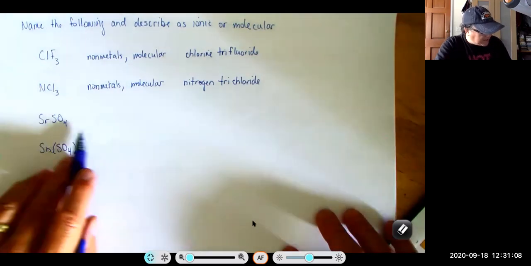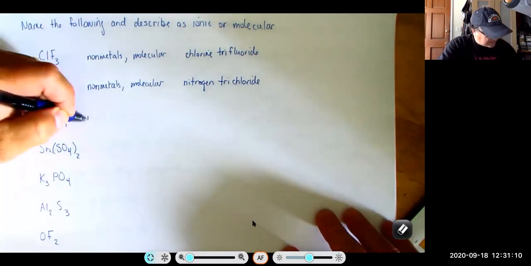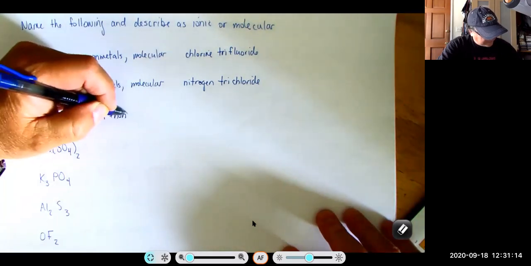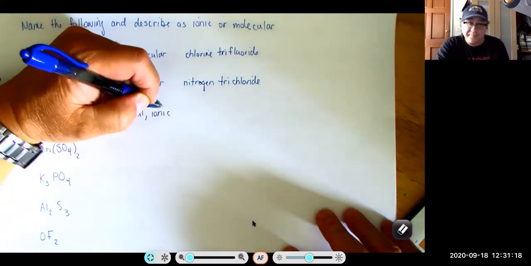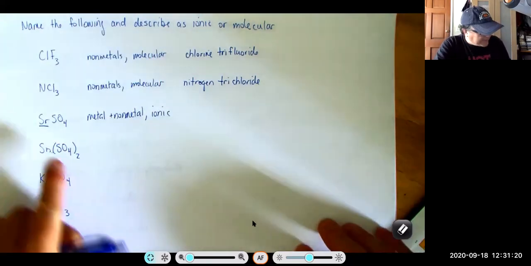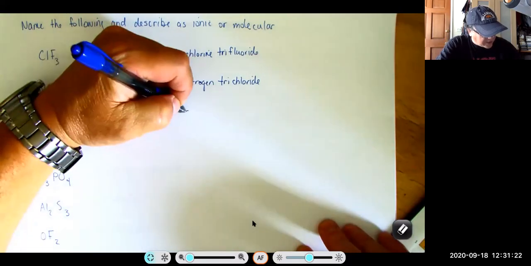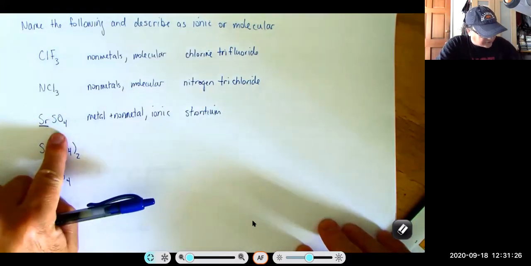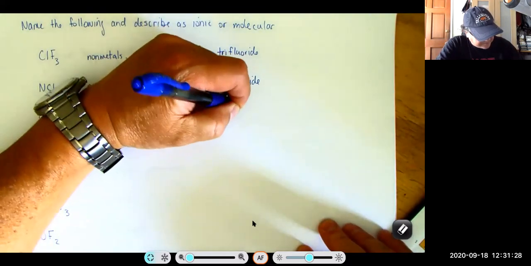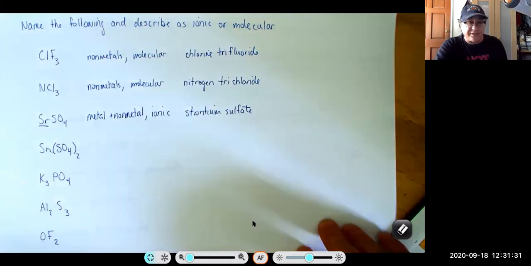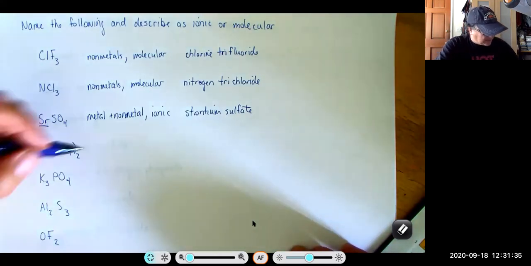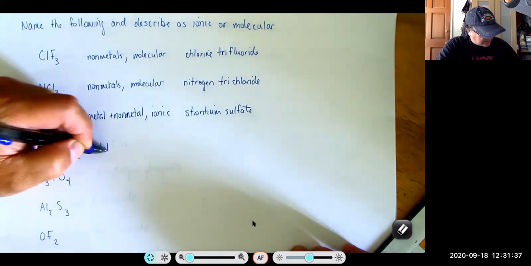Now, this is a metal and non-metal. So it's ionic. How do we name this guy? Strontium. And how do you name this guy? Sulfate. And that's good enough. How about this guy? Metal, non-metal.